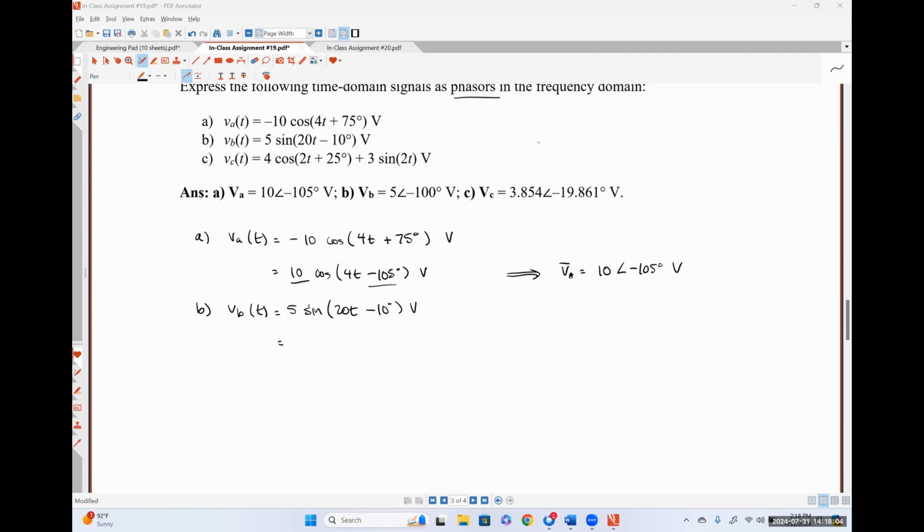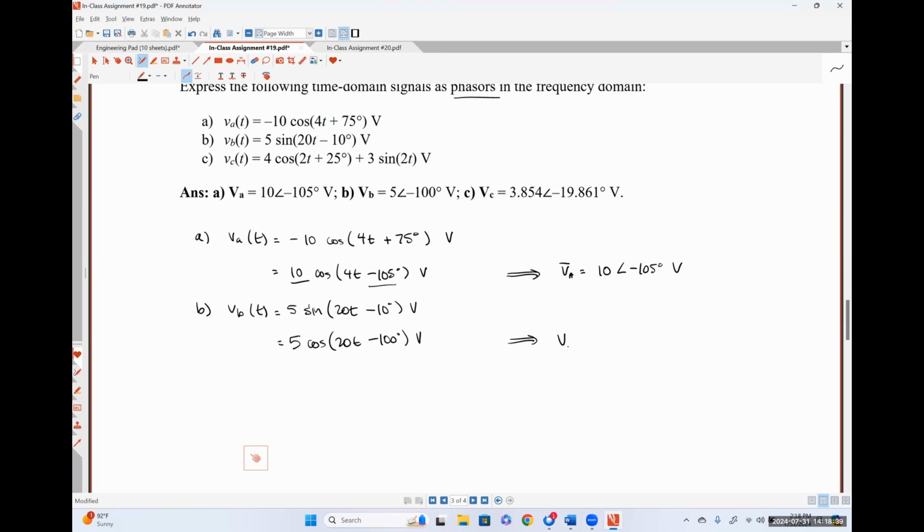So how do I convert from sine to cosine? Subtract 90 degrees. Thank you for that, Baylor. I'm sure it's probably the third or fourth time you've said it, so thank you for bearing with me. So we're going to subtract 90 degrees from our phase angle. That's just going to look like 5 cosine 20t minus 100 degrees. And now we have everything expressed as a single cosine function.